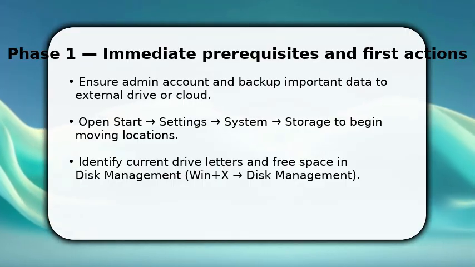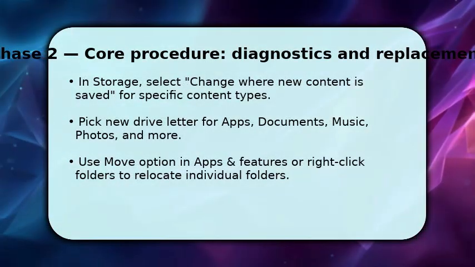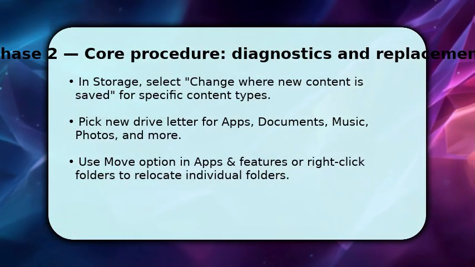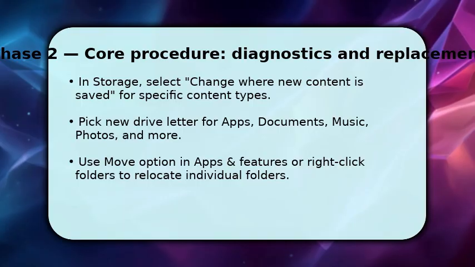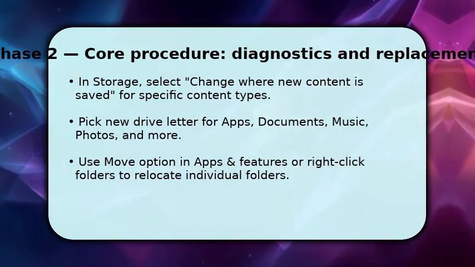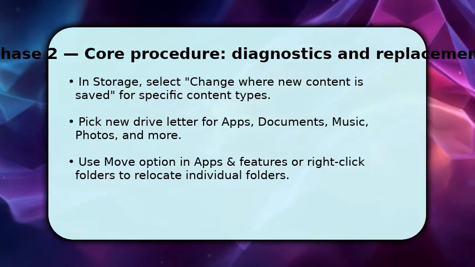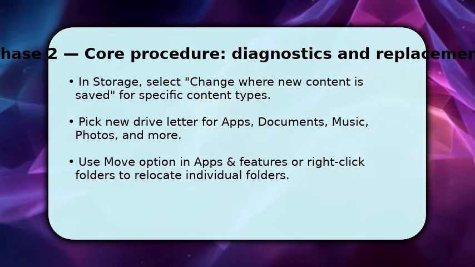Now that prerequisites are handled, proceed to Change where new content will be saved. Once in Storage Settings, click Change where new content is saved and pick the new drive for each content type. This directs future files to the new location. For installed apps, open Apps and Features, select an app and use Move when available. Note some system apps cannot move.